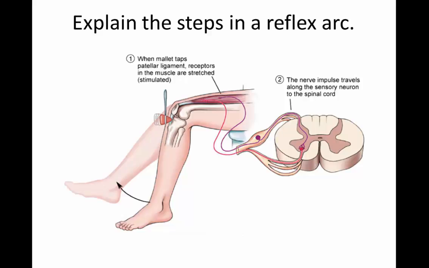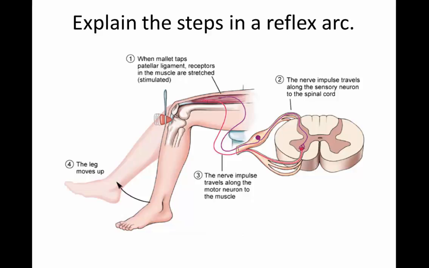That nerve impulse then triggers a motor neuron, and the motor neuron has an impulse travel along it to actually go back out to the muscle. What happens then is the leg moves up because the muscle contracts. And so what the doctor is actually testing under these circumstances is not how quickly you can kick your leg or anything like that, but it is an unconscious motion.